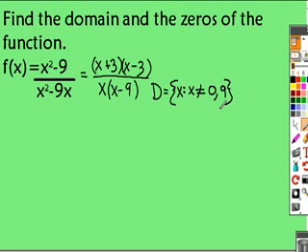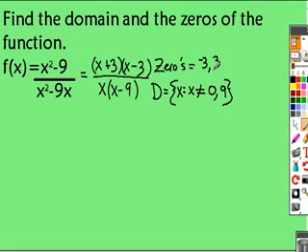And just remember, if there are no variables in the denominator, it is all real numbers. Your zeros come from the numerator. What value of x would make this factor 0? Negative 3. And on this one, positive 3. So your zeros are at negative 3 and 3.